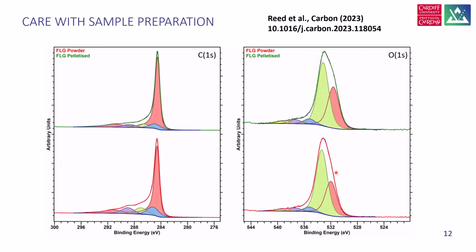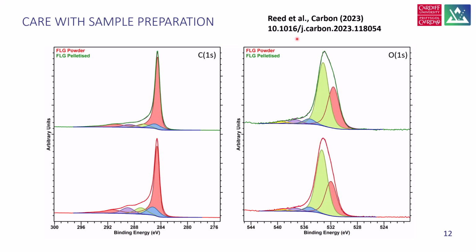So again, another thing to point out is how you prepare your samples for XPS analysis. So this is a functionalized few-layered graphene powder, and we've looked at this in two ways. We've just looked at the powder straight from the pot, and we've also pelletized it. And this work, I should point out, has been done in conjunction with BAM and NPL, and you can read this in Carbon.